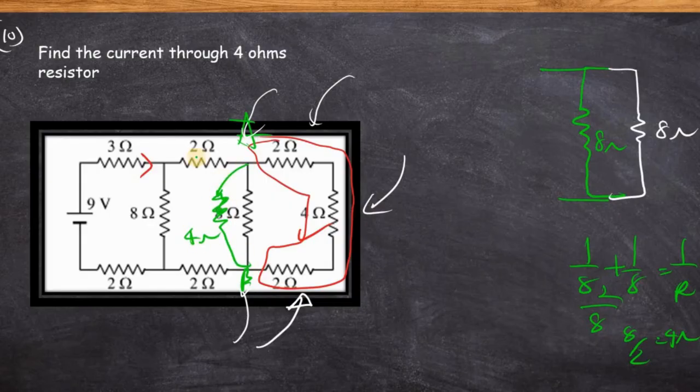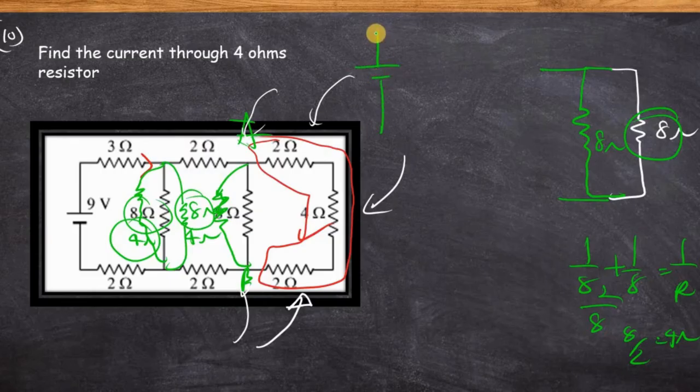We have 4 ohms. 2, 4, 2, again another 8, just like the very same previous question. So we get another 8 ohms. That 8 ohms and this 8 ohms are parallel and it forms another 4 ohms. So we get 4 ohms. So finally the circuit will be something like this. We have 3 ohms here, we have 4 ohms here, and we have 2 ohms here.